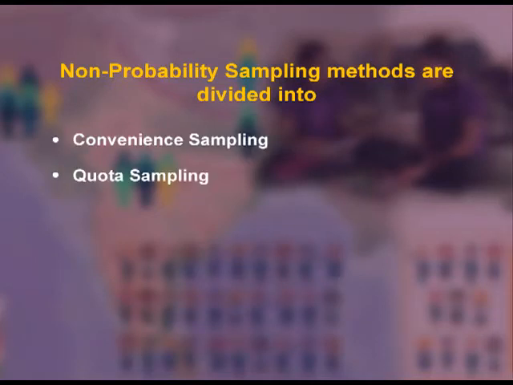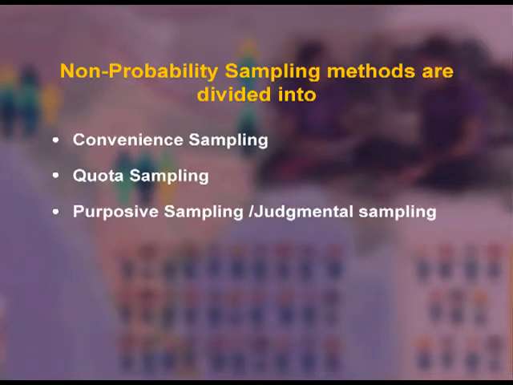Further, non-probability sampling methods are divided into 4 types. First, convenience sampling. Second, quota sampling. Third, purposive or judgment sampling. Fourth, snowball sampling.